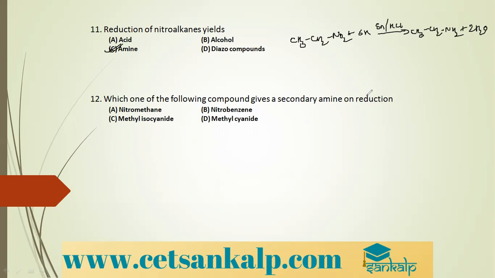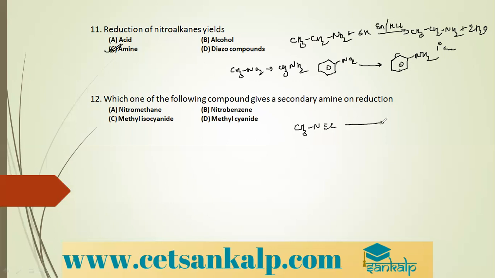Next, which one of the following compounds gives secondary amine on reduction? Always remember, nitromethane, just now we saw, we always get primary amine. Nitromethane, CH3NO2: when I carry out reduction, I get CH3NH2, so this is primary. Nitrobenzene: when I carry out reduction, I'll get aniline, which is primary. Then methyl isocyanide, CH3N triple bond C: when I carry out reduction, I'll get CH3NHCH3. This is secondary amine.